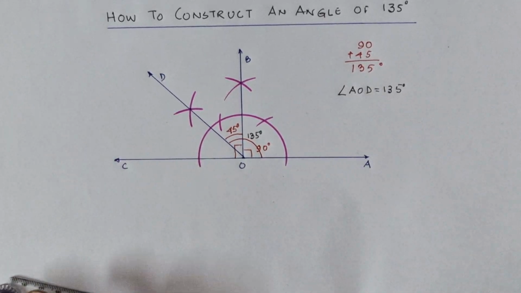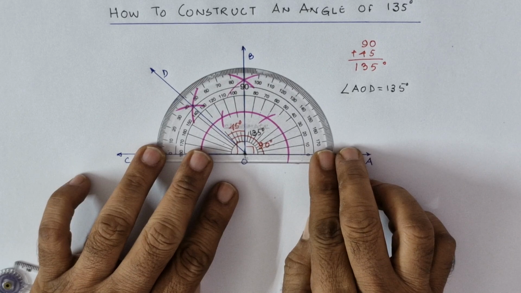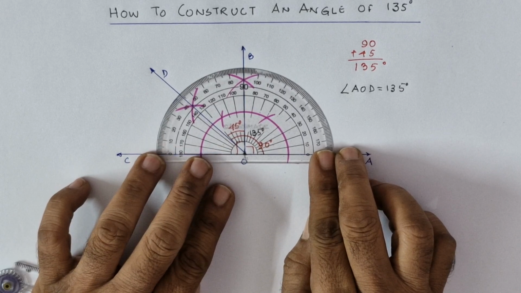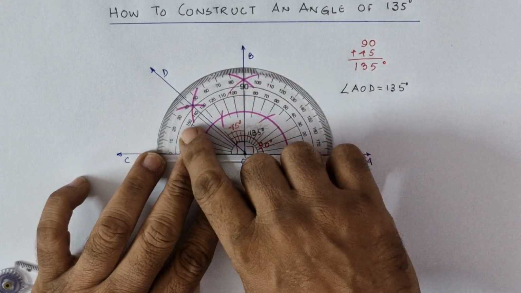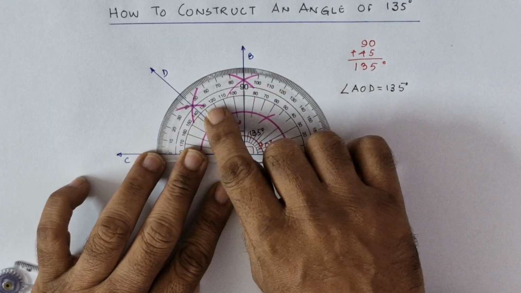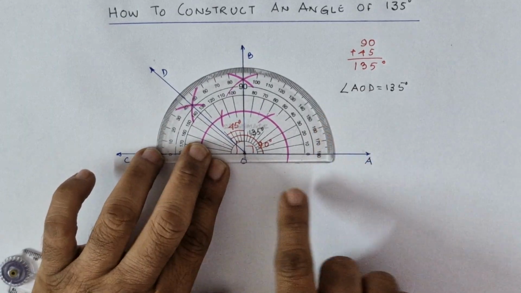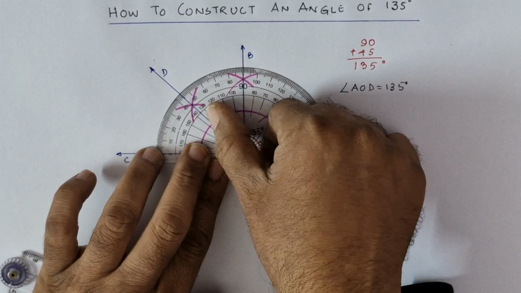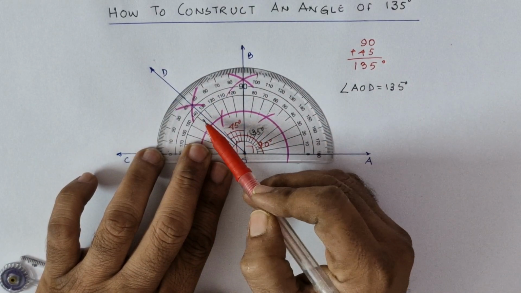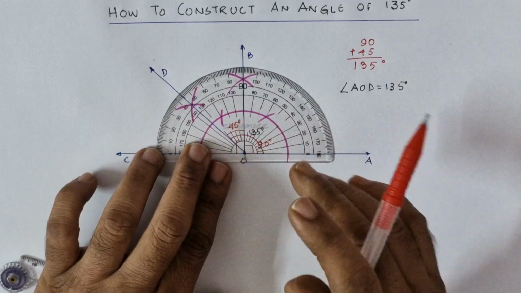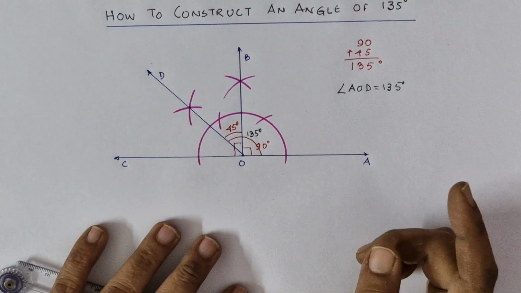Let's check it with the protractor. So this is 0, this is 90, and this is between 130 and 140. If you look closer, it is between 130 and 140, so that is 135. Got it? So it's a very simple, fast, and easy way of constructing an angle of 135 degrees.